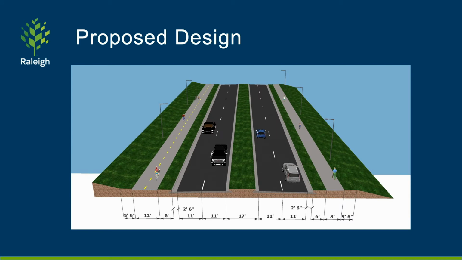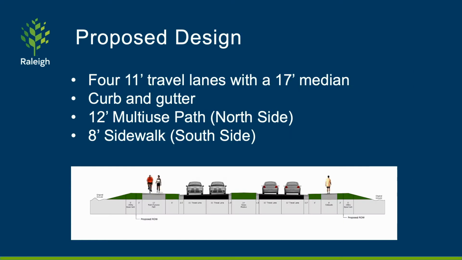The typical roadway section is shown on this slide and is looking to the east. The section will have 4 11-foot wide lanes of travel. Additionally, curb and gutter will be installed on both sides of the road. A grass median will be installed to accommodate left turn lanes in several locations along the corridor. A 12-foot wide multi-use path will be located on the north side to accommodate cyclists and pedestrians. The multi-use path is designed to accommodate bicycle and pedestrian traffic in both directions. We will also install an 8-foot wide sidewalk on the south side of the corridor.